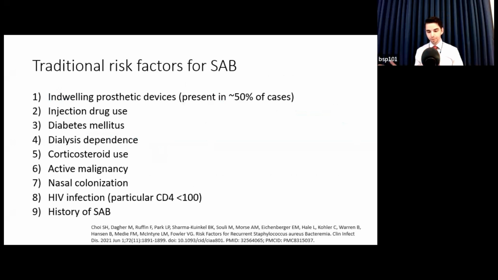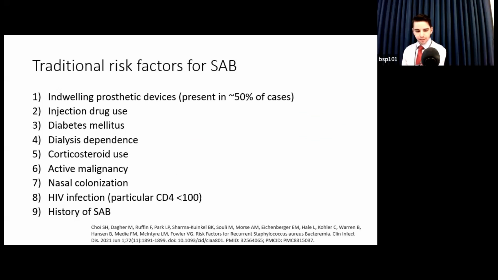So maybe now that I've put some fear of Staph aureus into you, you might be wondering what puts your patient at risk for Staph aureus bacteremia. And this is a list of known risk factors, traditional ones that we often consider. Age probably fits in here as well, but it's not as strong as these risk factors that I've listed here.